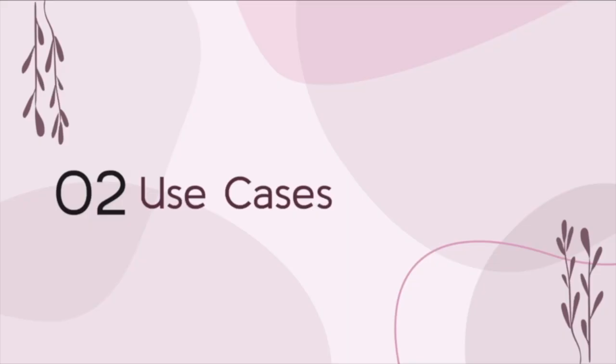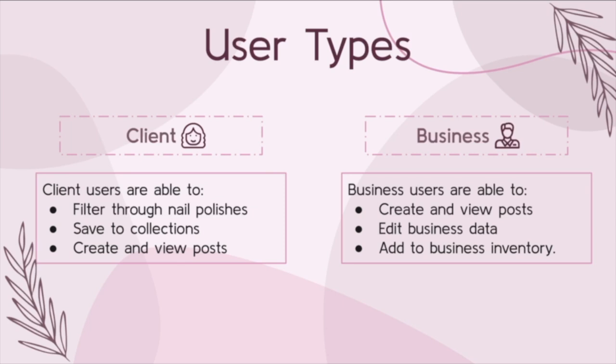These are our use cases. So we have 2 different user types. One of them is client. The client is able to filter through nail polishes, save to collections, and create and view posts, while the business is able to also create and view posts, edit their business data, and add to a business inventory.